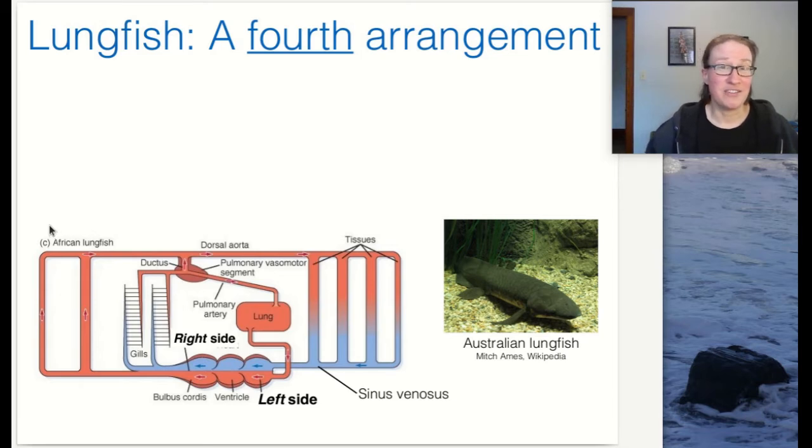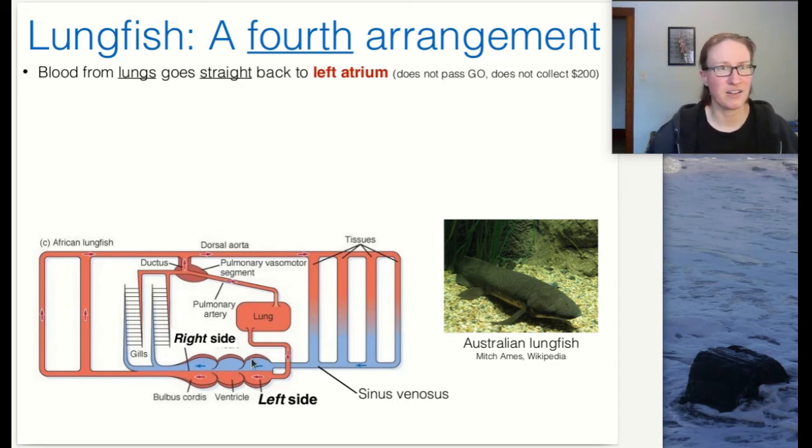Now we're going to get into another arrangement, which is even more wild and found in a subgroup of fish known as the lungfish. This is a circuitry diagram from your textbook. We'll start out down here at the heart, evaluating what happens down here at the heart.